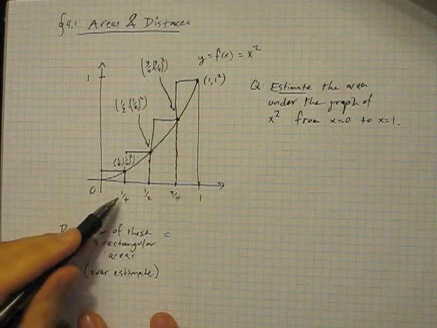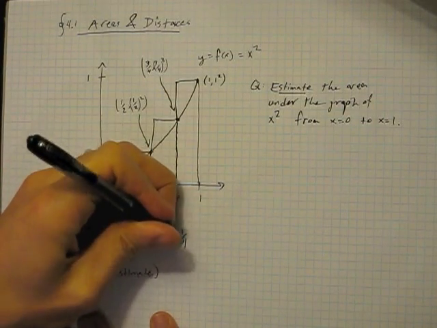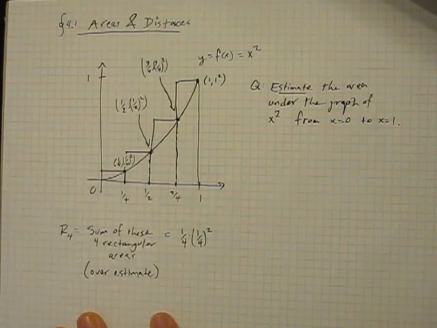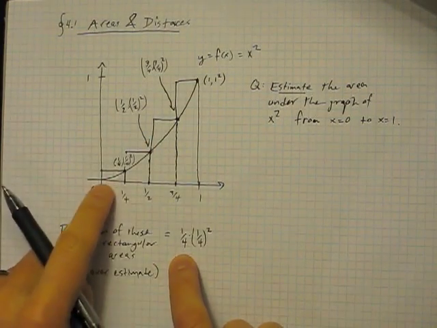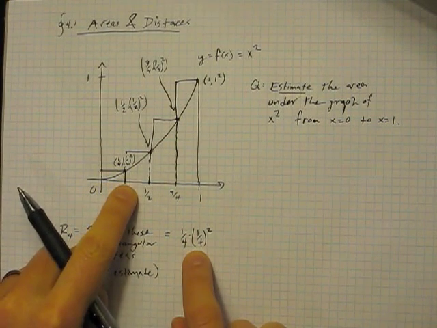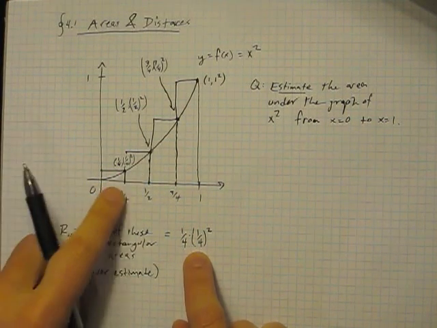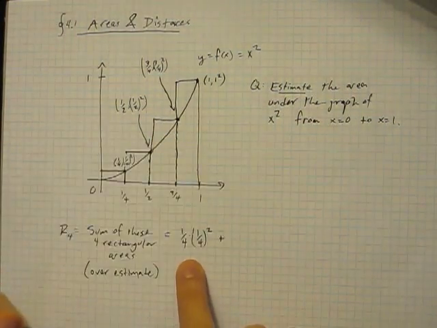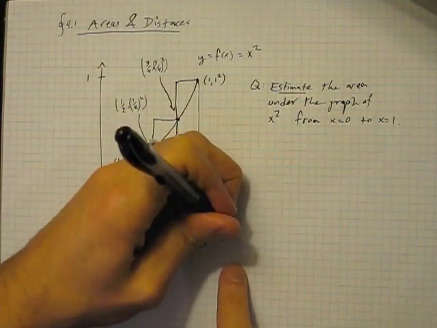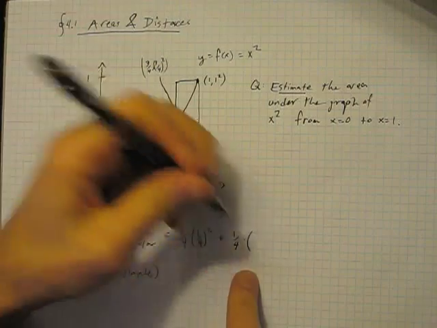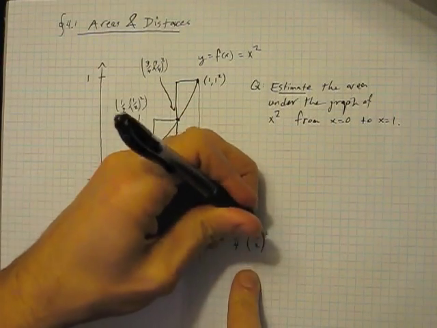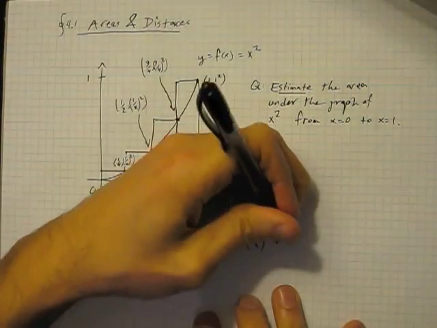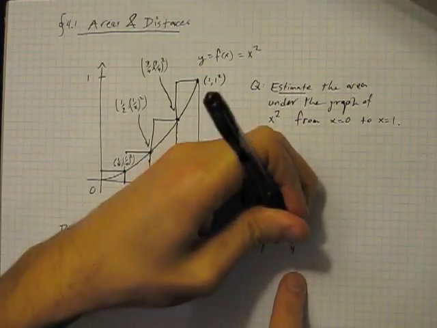But let's see, so the area of the first rectangle is 1/4 times 1/4 squared. That's the length of the base times how high it is. And we get the height from the function itself. We plug that coordinate 1/4 into the function, and we know how high it is. So that's the area of the first rectangle. And then the area of the second rectangle is 1/4 times 1/2 squared. Okay. Then the area of the third rectangle is 1/4 times 3/4 squared.